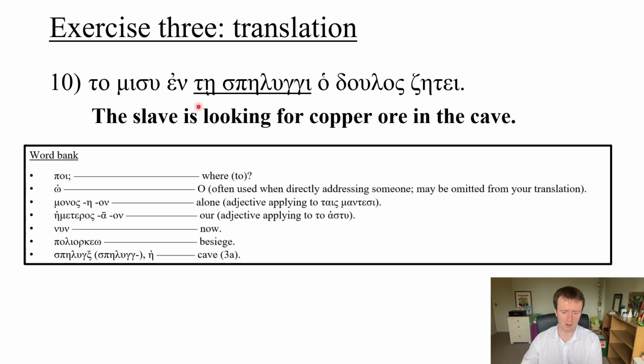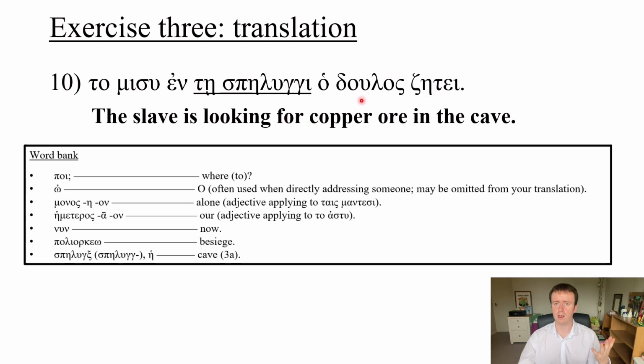Then we've got en te spelungi. Spelunks means cave. Here it's governed by en, so it means in the cave. We know it's just one cave because of the form of the definite article and the ending iota. This phrase is dative singular. So we've got the copper ore, or just copper ore, in the cave, and then we've got chodoulos zderte.